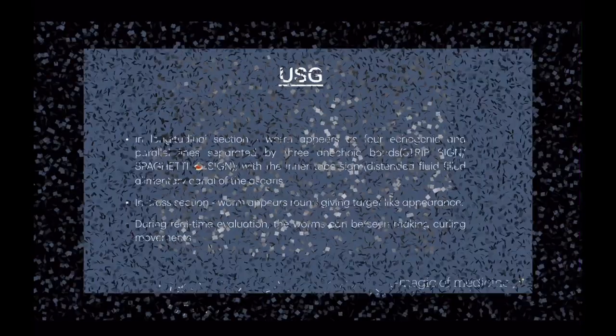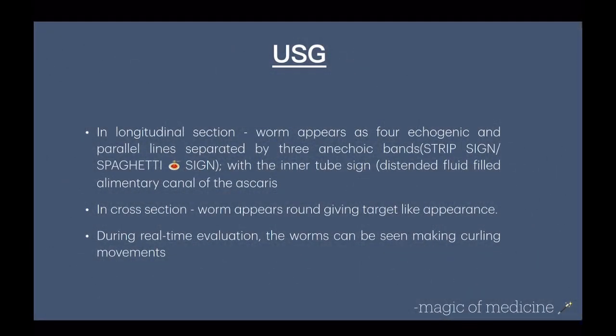Next is ultrasonography. In ultrasonography, in longitudinal section, the worm appears as 4 echogenic and parallel lines separated by 3 anechoic bands. This is known as strip sign, and when there are multiple worms, it is known as spaghetti sign. Also, there is an inner tube sign, which is because of the distended fluid filled alimentary canal of the Ascariasis. So you can see how well we can see the worm in sonography. We can even see its alimentary tract in USG.